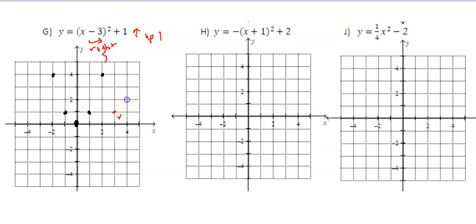To the right 3, up 1. To the right 3, up 1. And to the right 3, up 1. So I've got my parabola. Go and draw it.